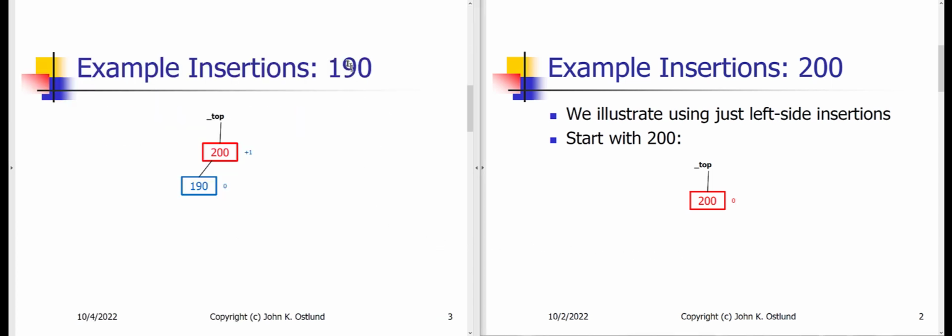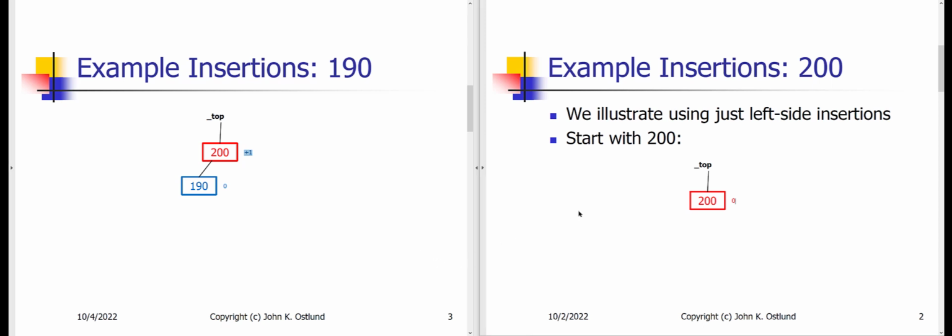Then, suppose we do an insertion of 190. Well, 190 is to the left of 200. So we add a new node to the left of the 200. And here are the balance factors being updated. The newly added node has a balance factor of 0 because it has no children. But as we traverse up to the ancestors, we're going to add 1 to the parent node, because now this tree is left heavy, okay? And so the balance factor for the node 200 increases to +1.